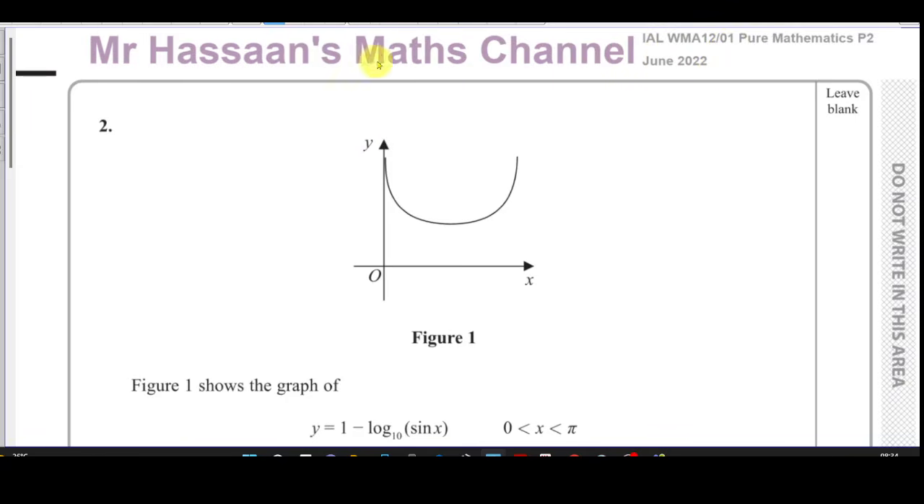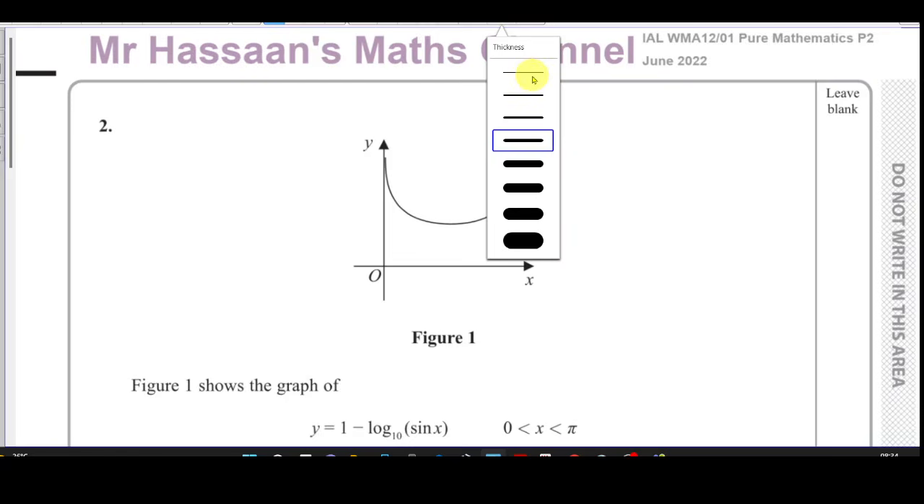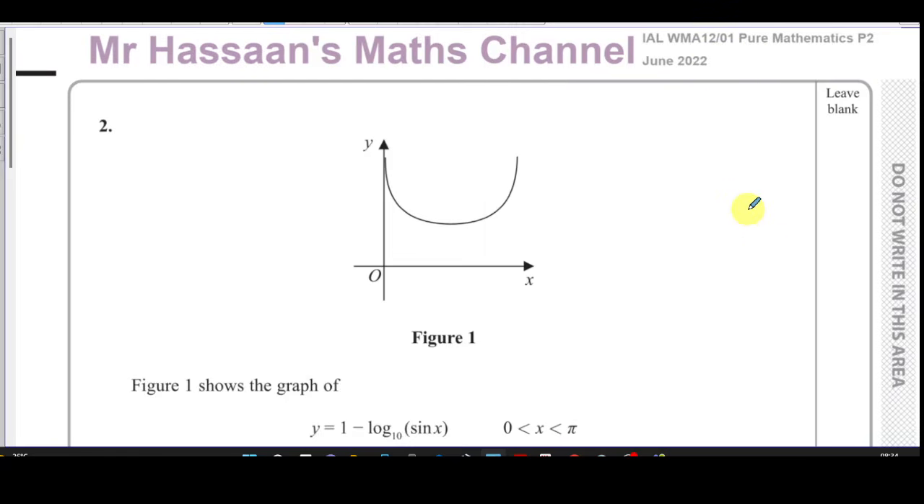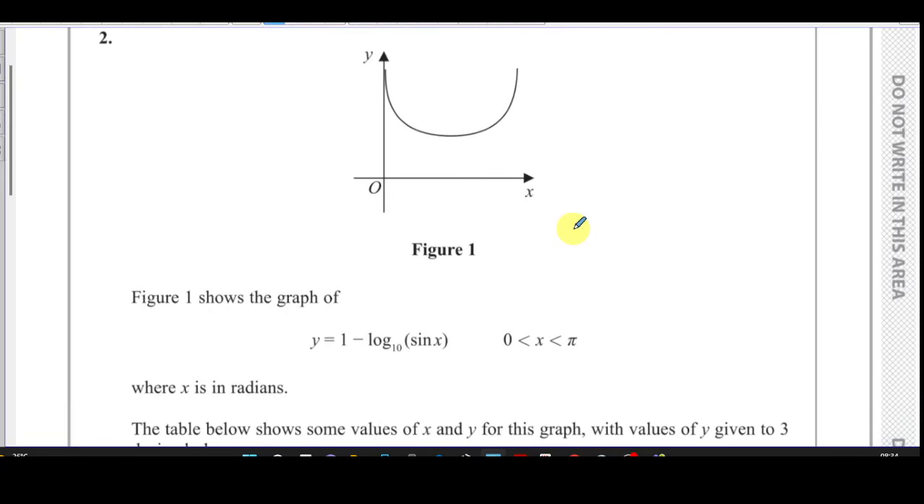This is question number 2 from the International A-Level Pure Mathematics P2 June 2022 exam from Edexcel. And this is another one of those typical questions that does come up now in the new specification for P2. It's about the trapezium rule, and the first part of it is pretty straightforward.